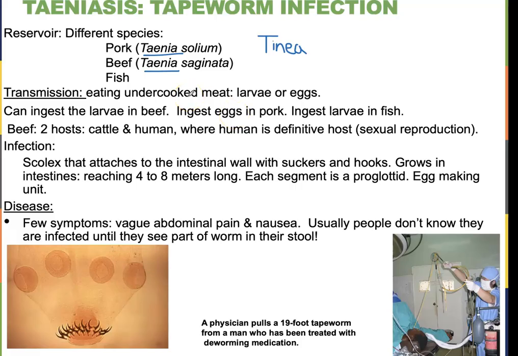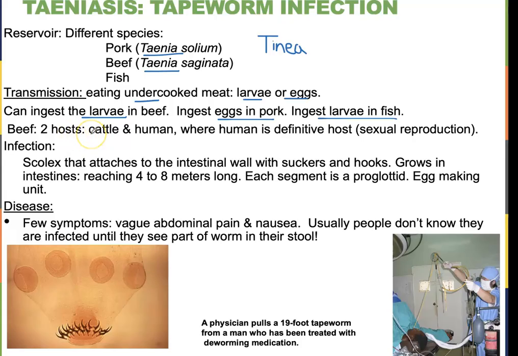So how do you get tapeworms? You would have to eat undercooked meat. Either larvae or eggs can cause contamination. Basically, the larva in the beef is ingested, eggs in the pork are ingested, larvae in the fish; it depends on the tapeworm. So tapeworms each have their own little life cycle that's specific to them. We're just going to talk about the beef tapeworm here.